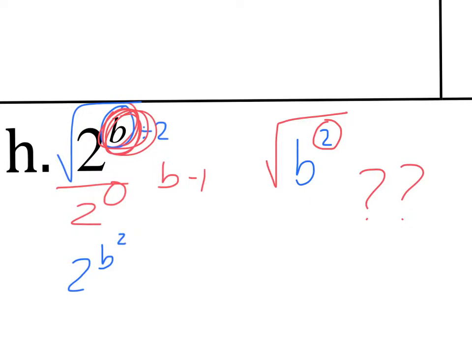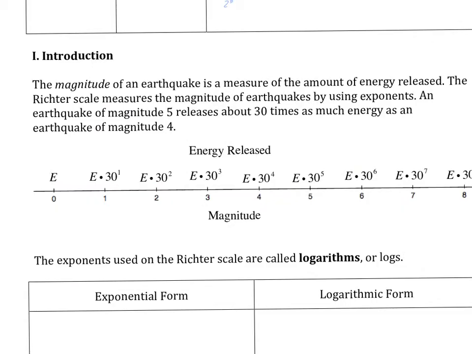So here we have the magnitude of an earthquake is a measure of the amount of energy that's released. Kind of like TNT. How much energy is coming out of the earth? So not how much something is shaking, but how much is being released. Kind of like how bright a light is. This is about how much energy is being released. So the Richter scale measures the magnitude of the earthquakes by using the exponents.